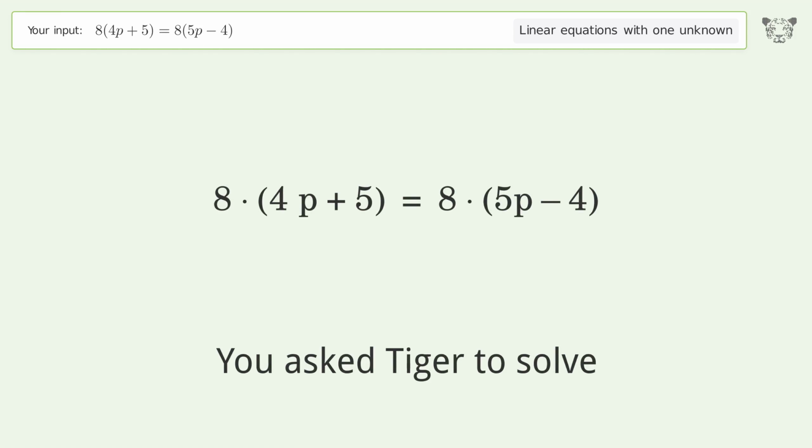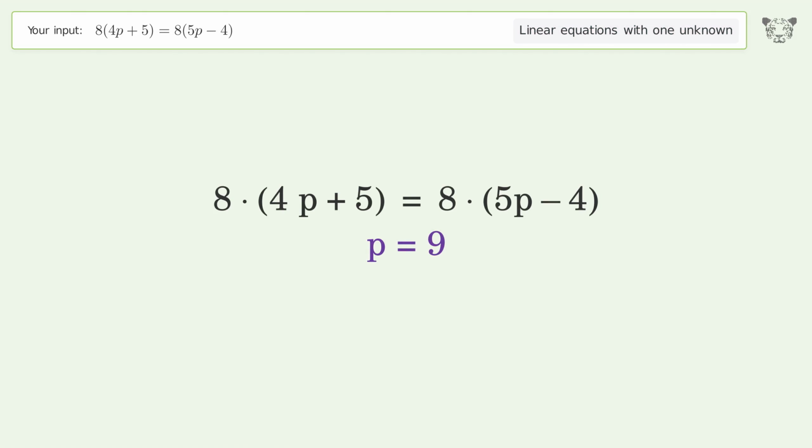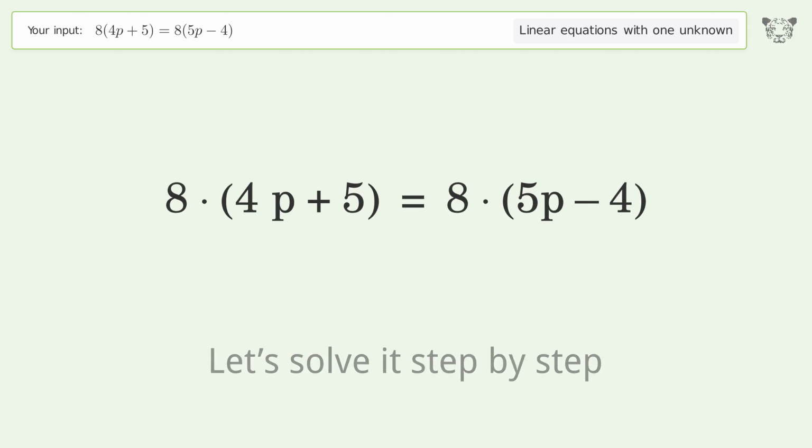You ask Tiger to solve. This deals with linear equations with one unknown. The final result is p equals 9. Let's solve it step by step.